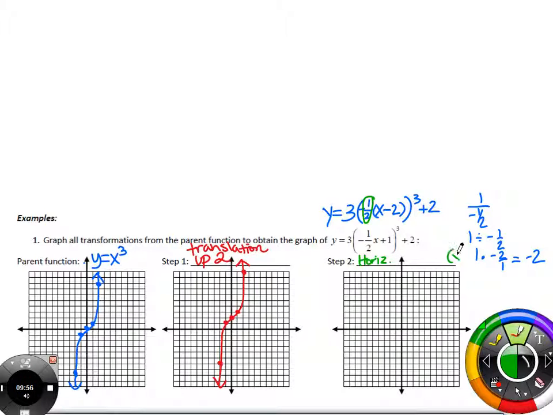So before I write the next word, which is either going to be stretch or compression, think about the fact that you're timesing stuff by 2. Does that make things bigger or smaller? If you take numbers and you multiply them by 2, are the numbers going to get bigger or smaller? Bigger. So this is going to be called a horizontal stretch.